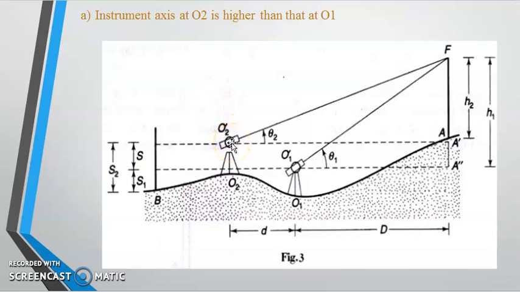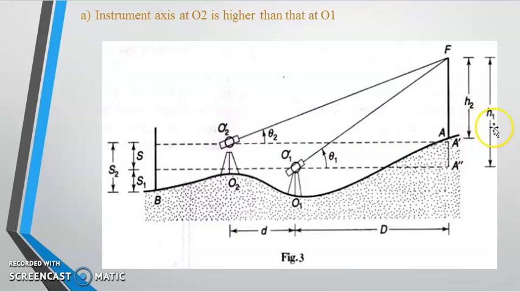So if you see the diagram, it is again very simple. FA is the vertical object. We have to calculate the RL of point F. We are using two instruments to get the RL of point F, as the base of the vertical object is inaccessible to us. Now this is O1, this is O2. Again vertical angles θ1, θ2. The readings on the staff kept at the benchmark from both the instruments will be different. So we are taking them as S1 and S2 respectively, S1 from O1 and S2 from O2.